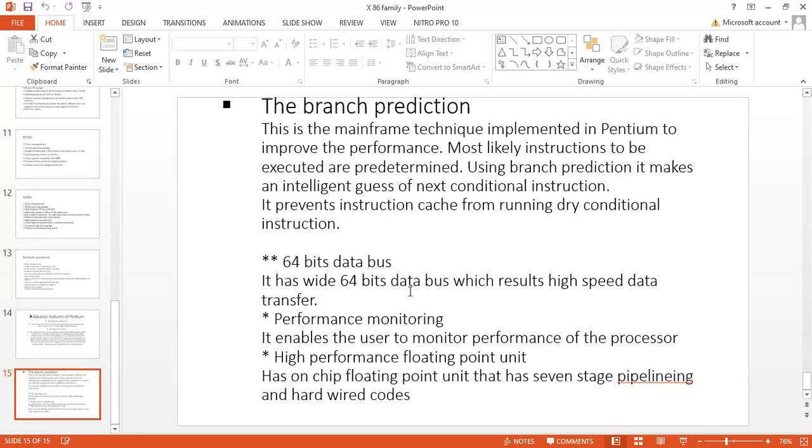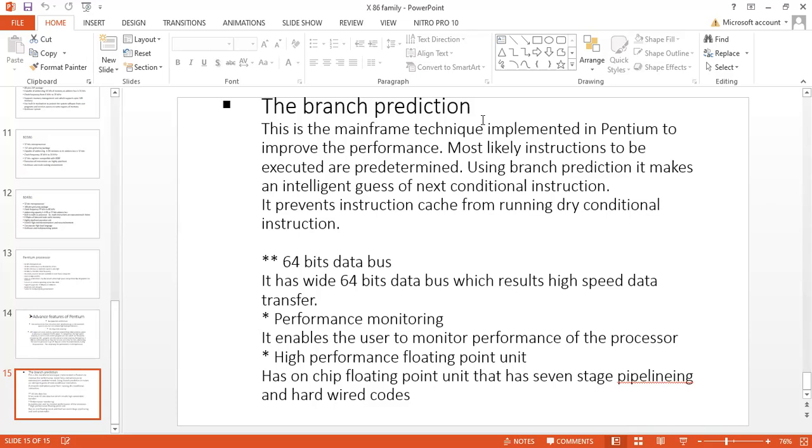Okay. The other two, performance monitoring and high performance floating point, are never asked. But you can always write that performance monitoring means it can monitor its own performance, and because of the high performance floating point unit, mathematical calculations will be much faster. Okay, because the floating point unit can execute more than one, so it has a dual pipelining type structure as well. Okay, so that is the thing, but these two are never asked. Usually the first four are asked.